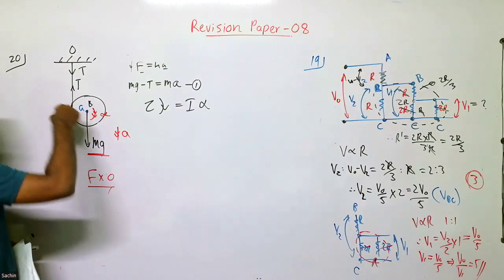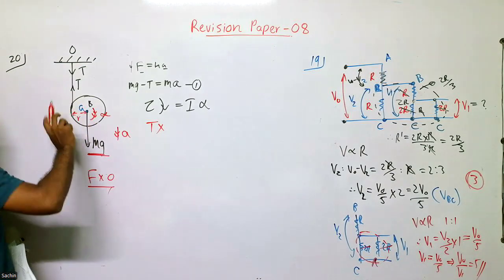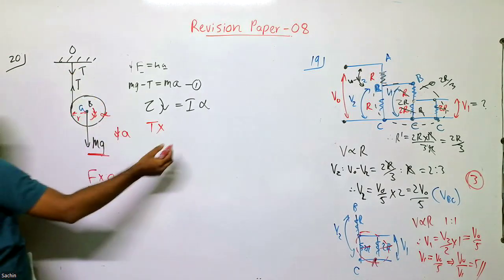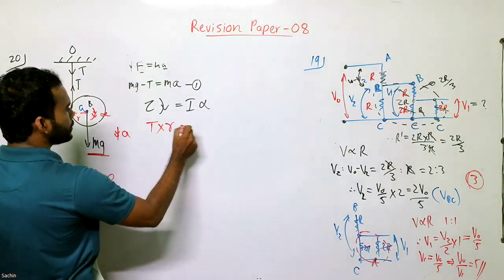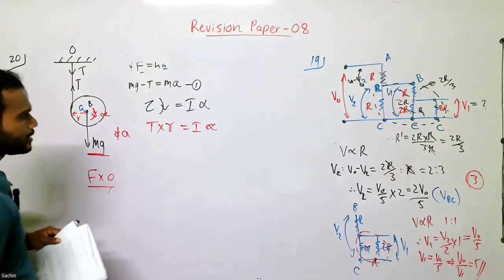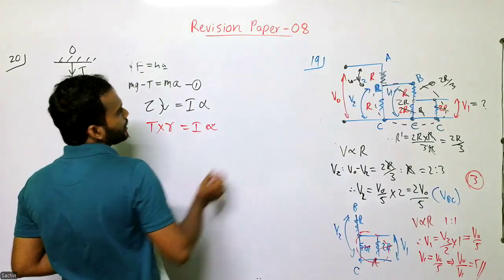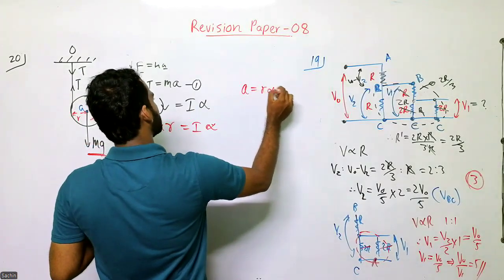So the required moment is given by the tension. That is equal to T into R. If the radius is R, then the required torque is given by T into R, that is equal to I alpha. This is the second equation actually. And there is a third equation. This angular acceleration and this acceleration again can be related by a equal R alpha.